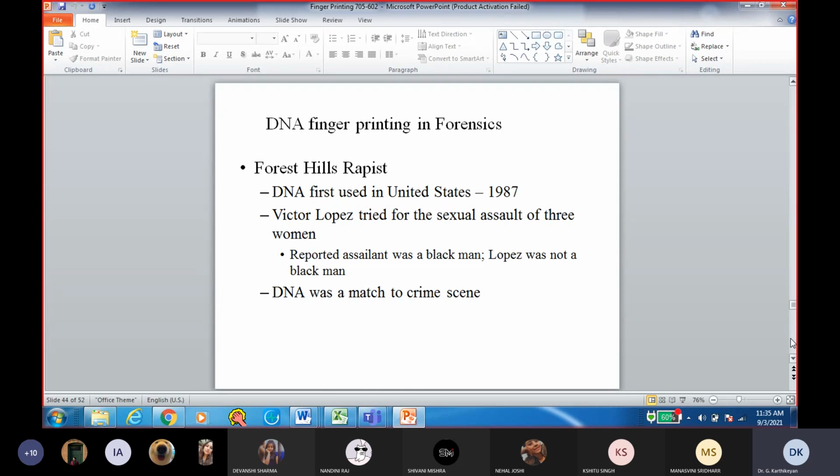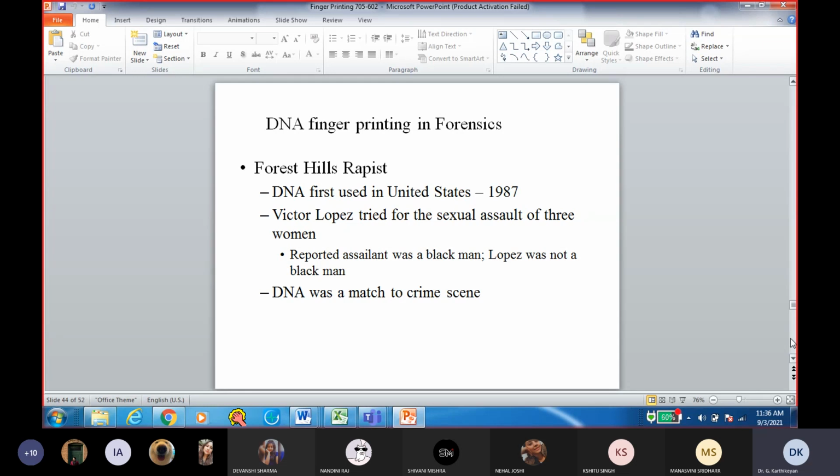Okay. There was another incidence of this being used in the United States. This is called the Forest Hills Rapist case. The DNA was first used in the United States in 1987. They were a little bit behind the United Kingdom in using this. There was a guy called Victor Lopez who was tried for sexual assault of 3 women. The reported assailant was supposed to be a black man, but Lopez was not a black man. He was Latino. And the DNA was a match to the crime scene.